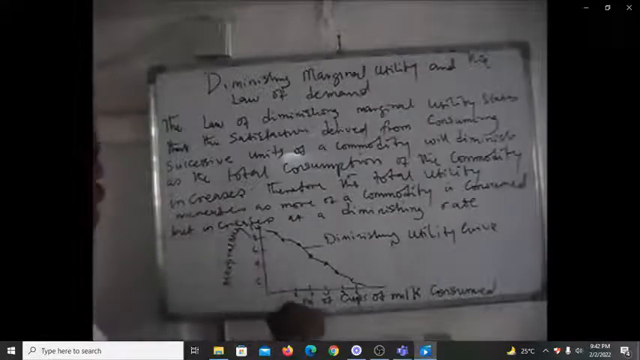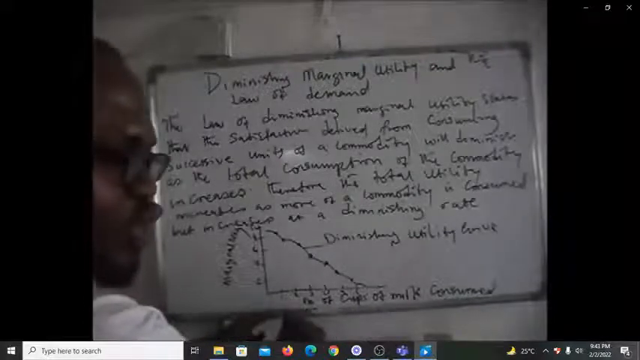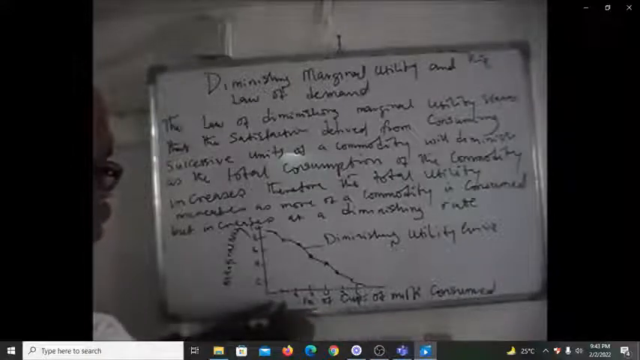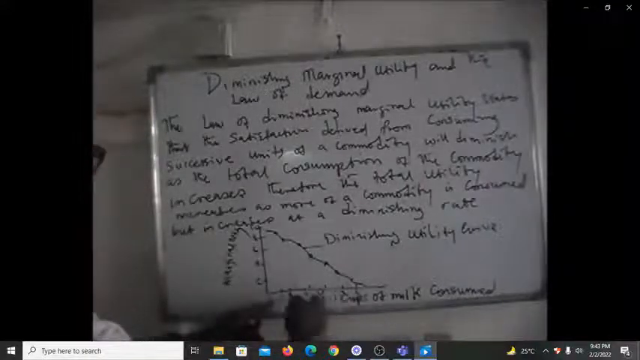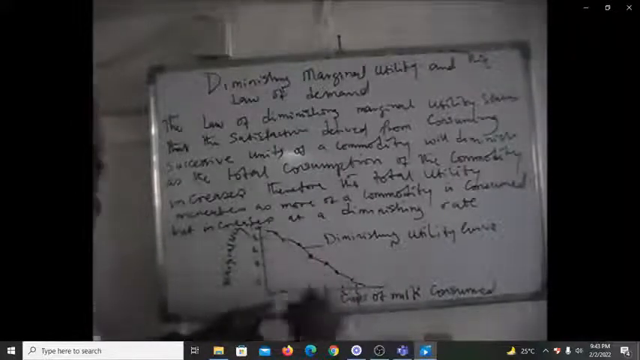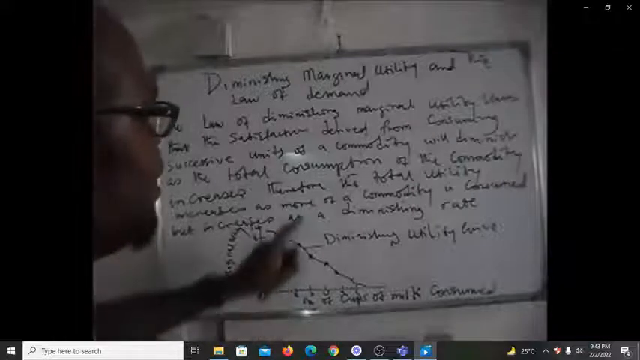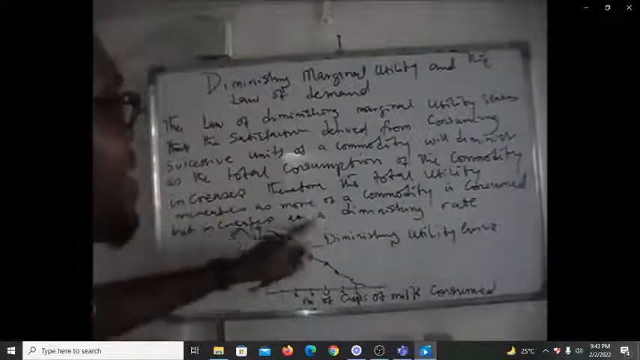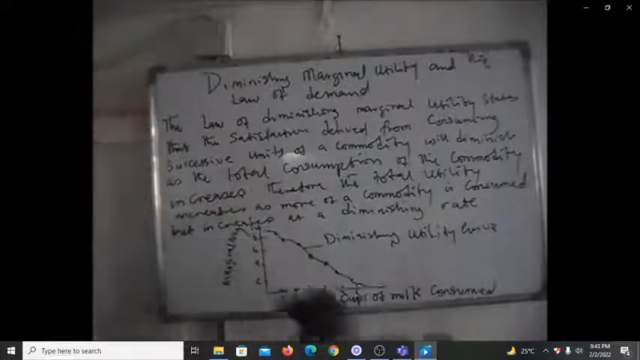This is the diminishing returns curve, utility curve, diminishing utility curve. As the number of milk consumed is increasing from 1 to 6, the marginal utility is decreasing from 10 to 2. Is that clear? So therefore, you can say that the total utility increases as more of the commodity is consumed, but it increases at a diminishing rate. It diminishes. Is that clear? Good.